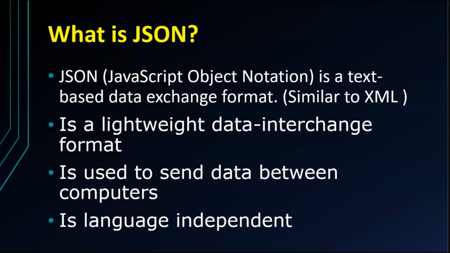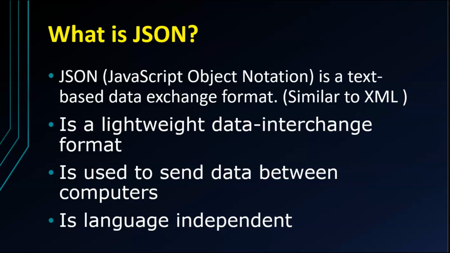So, what is JSON? JSON, also known as JavaScript Object Notation, is a text-based data exchange format. It is very similar to XML. Also, it is a lightweight data interchange format. That means that we can store a lot of information in a simple file and share it with other programs. It's used to send data between computers.